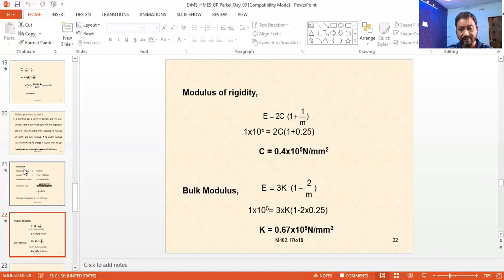Substituting the E value and 1 by m value in the equation, the K becomes 10 power 5 by 3 into 1 minus 2 into 0.25. So the whole thing will become 0.5. So the K becomes 10 power 5 by 3 into 0.5, and K becomes 0.67 into 10 power 5 newtons per square millimeter.